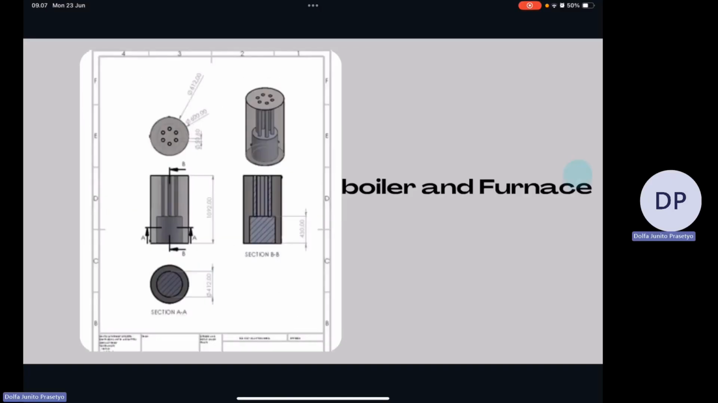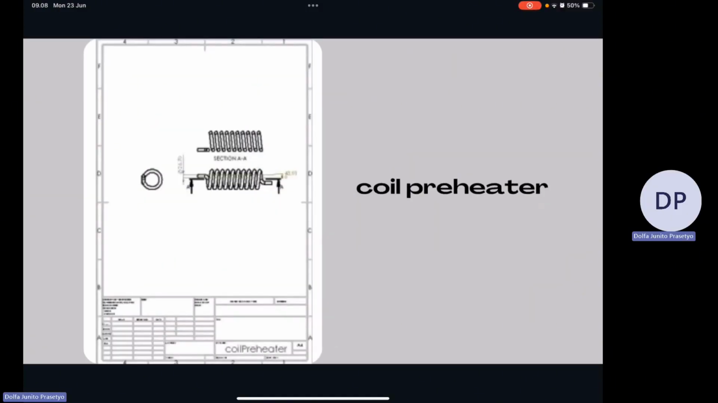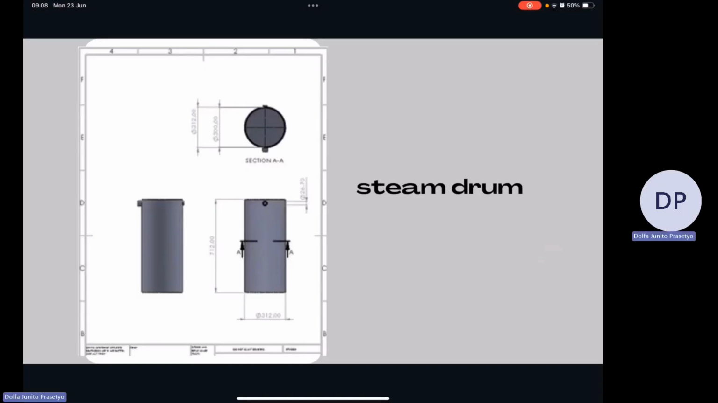So let's go to the component geometry of each component. The first one is the boiler and furnace. As you can see, the furnace is the region where the combustion happens, and in this case, it is inside the boiler. The boiler itself is the shell that's surrounding the furnace. The coil preheater configuration is like the picture here. The mean diameter is 150 millimeter that we already built. The pipe diameter that the water will flow inside is about 29.70.